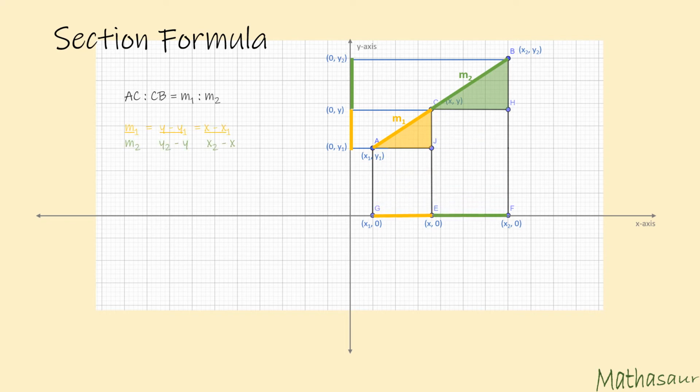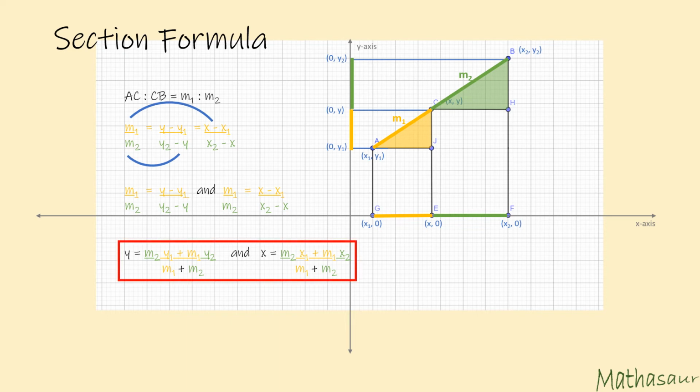Similarly, AJ would be equal to x minus x1 and CH would be equal to x2 minus x. Now we have two equalities. Let us take the first two parts of this equality. So we have m1 by m2 equals y minus y1 by y2 minus y. Taking the first and third part of the equality, we get m1 by m2 equals x minus x1 by x2 minus x.